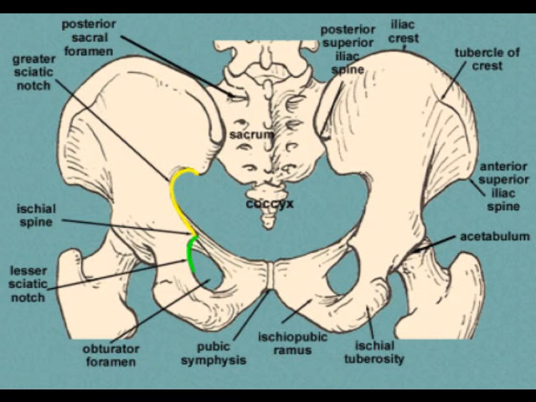And the ischial spine is also seen there, which again is close to where they inject the pudendal nerve block.